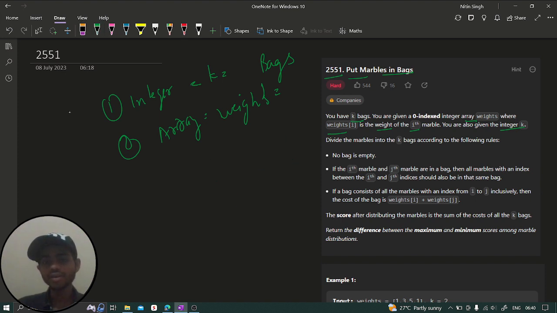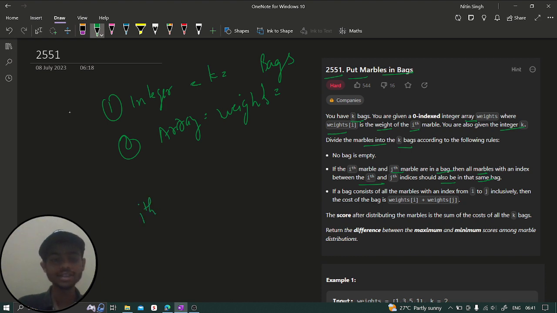Now divide the marbles into k bags according to the following rules. How can we divide these marbles into k bags? The first rule is no bag should be empty. It's not like you leave one bag empty. You have to put at least one marble in each bag. If the ith marble and jth marble are in a bag, then all marbles with an index between i and j should also be in that same bag.